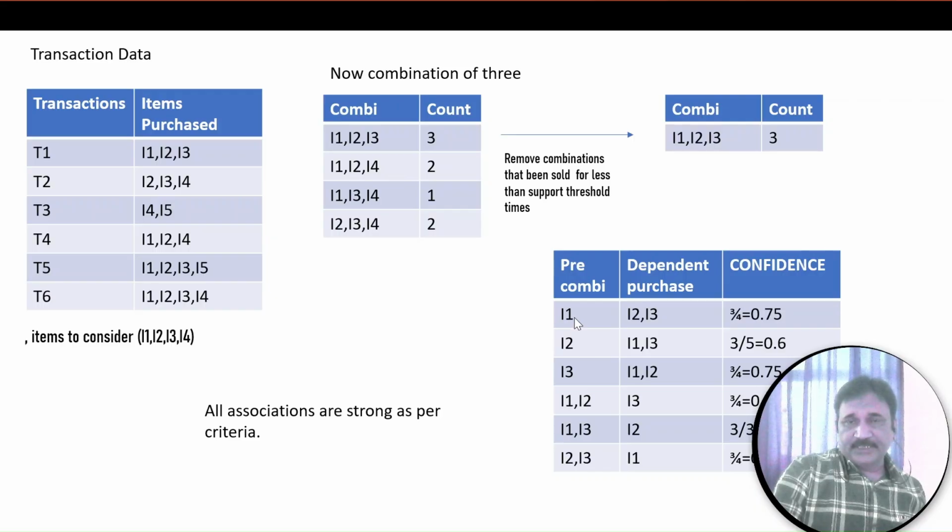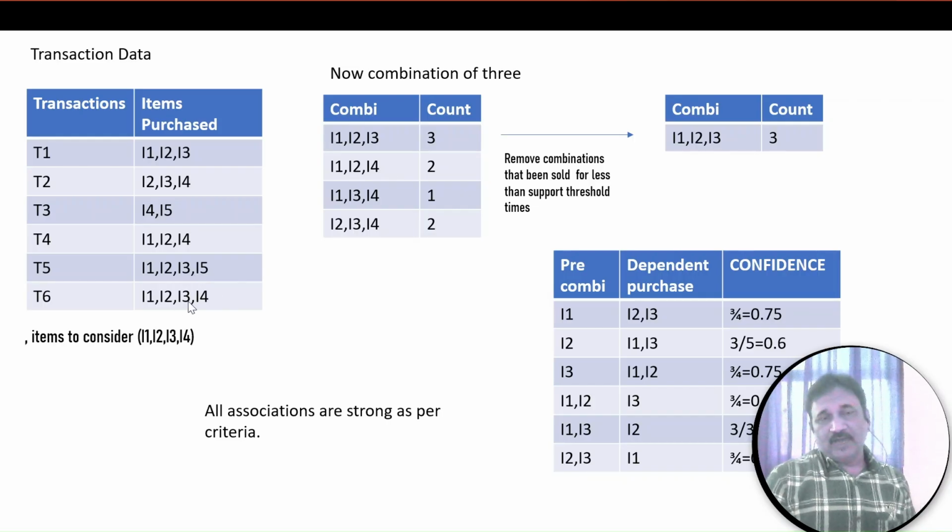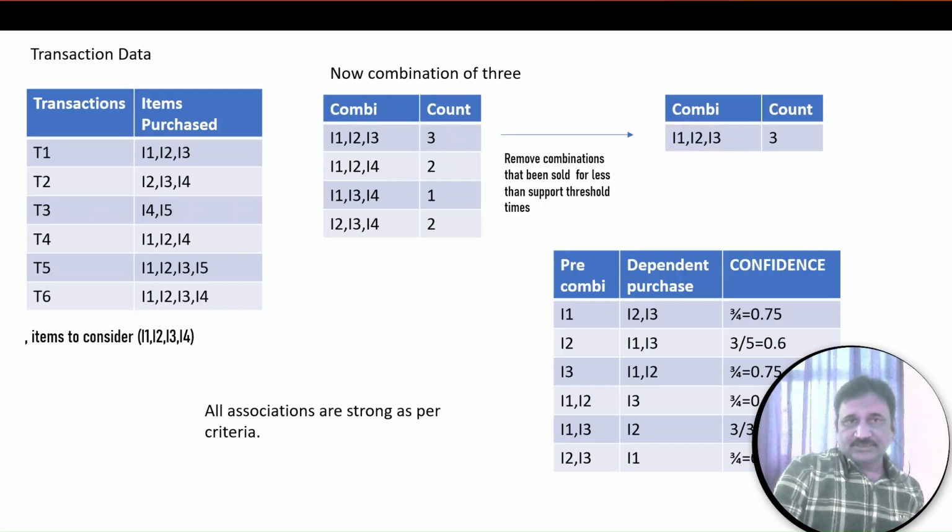Now, I1 getting purchased first happens how many times? By referring to this table, I1 is available in these 6 transactions. Out of these 6 transactions, I1 is available in four transactions. Now, in these 4 transactions, how many transactions have I2, I3 present? Just look here. I2, I3 is present in transaction 1, then transaction 5 and transaction 6. So out of the 4 transactions which have I1 as an entry, 3 times in these 4 transactions, I2, I3 is also present.